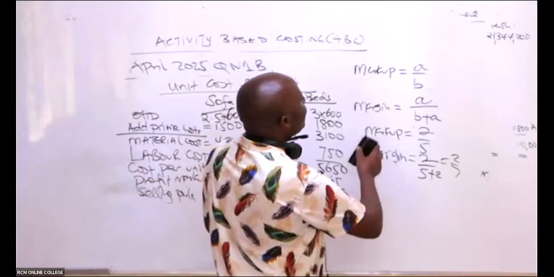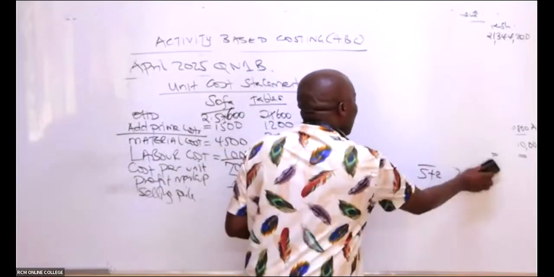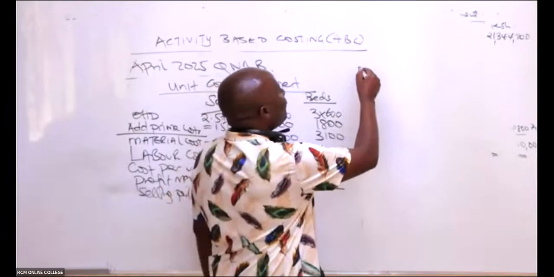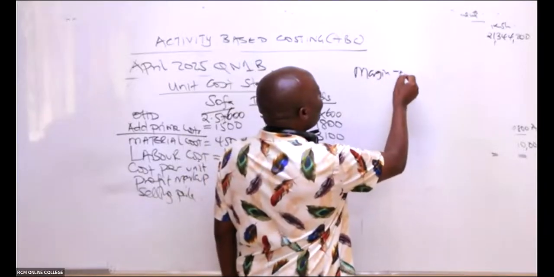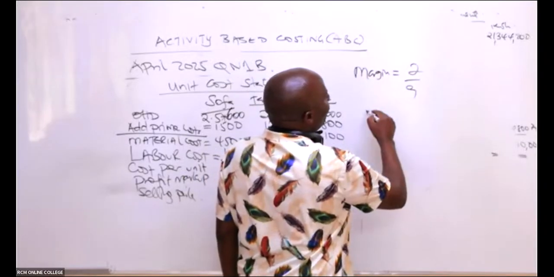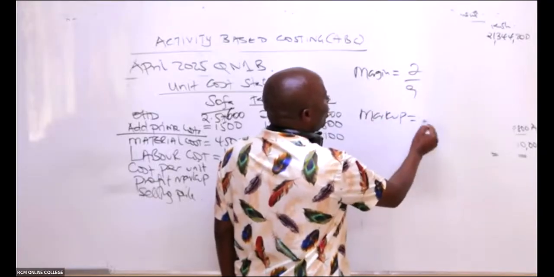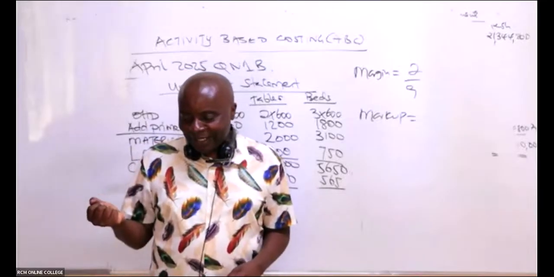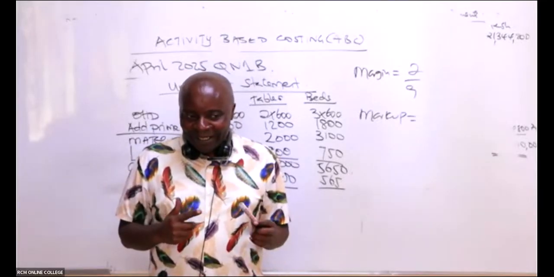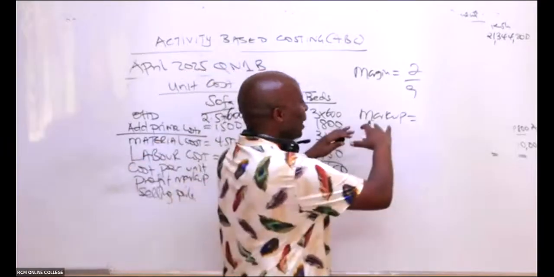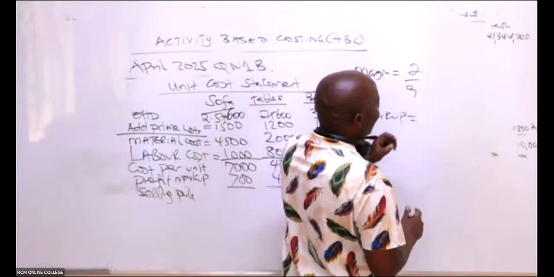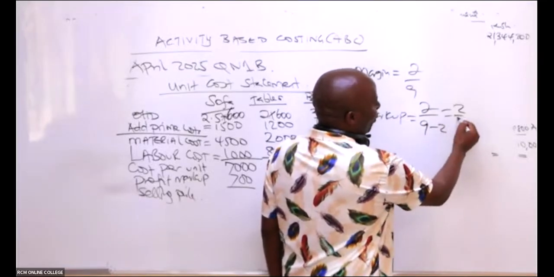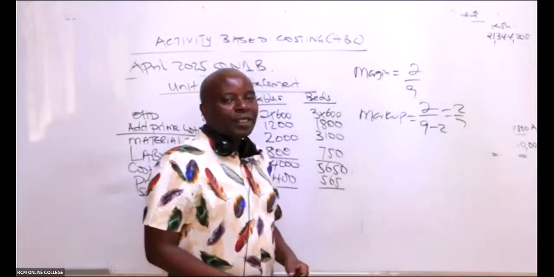Thank you so much. What if some ninja came and gave you margin as 2 over 9? What do you think will be the markup? Markup is a smaller one, isn't it? So for markup, always, the denominator is smaller. So it'll be 2 over 9 minus 2, which will be 2 over 7.